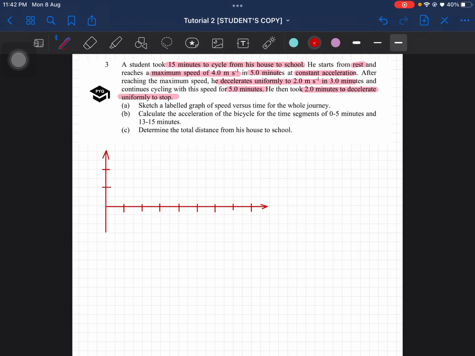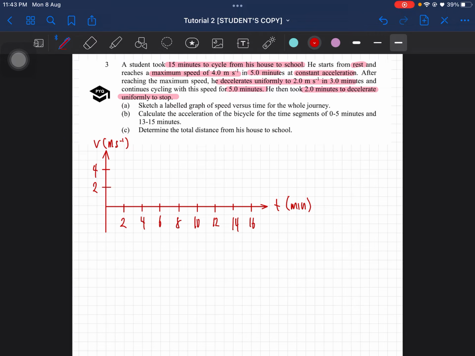Okay, right, so this is the speed. We need to label it, so v in meters per second, and then we have the time, which is in seconds. They gave us the time in minutes, so we write it in minutes. Okay, so I'm just going to label it 2, 4, 6, 8, 10, 12, 14, 16, and we have 2 and 4 here. Okay, so 4 and 2.